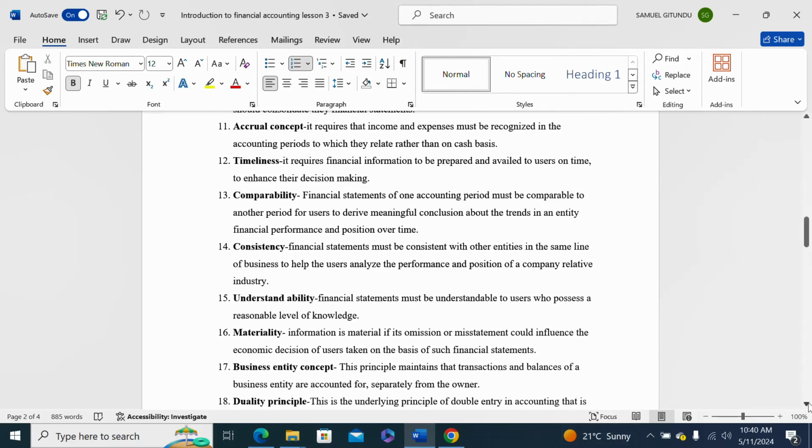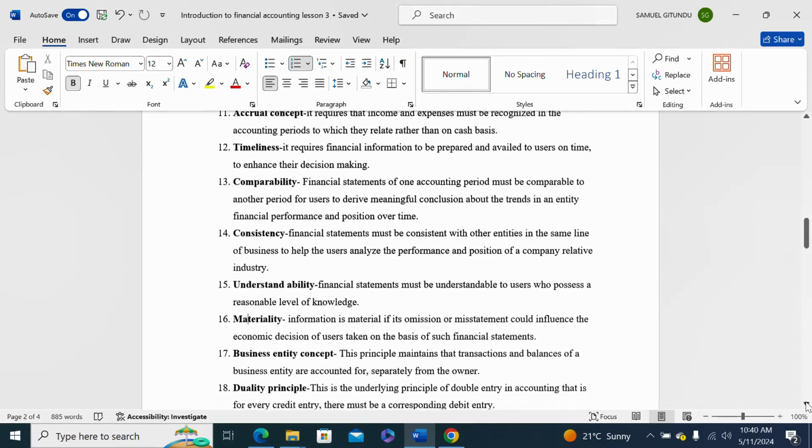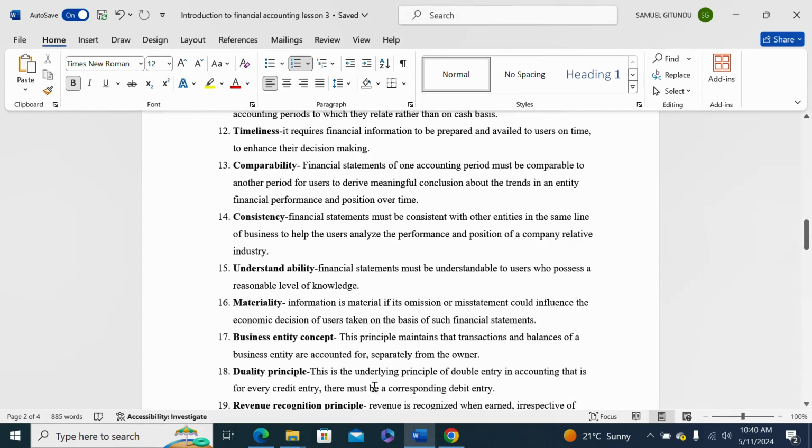Then we have the next principle, which is the duality principle. And this is the underlying principle of double entry in accounting. That is, for every credit entry, there must be a corresponding debit entry. So the duality principle simply means that each transaction is recorded twice, on the credit side and on the debit side.